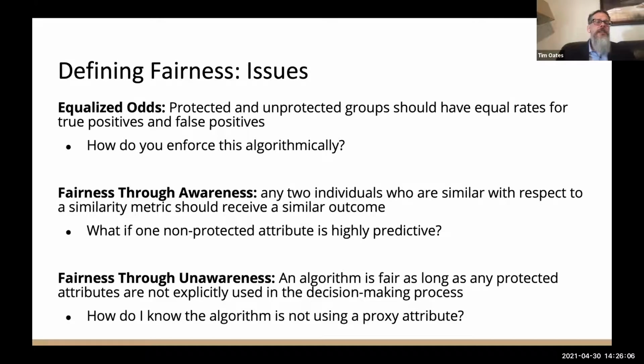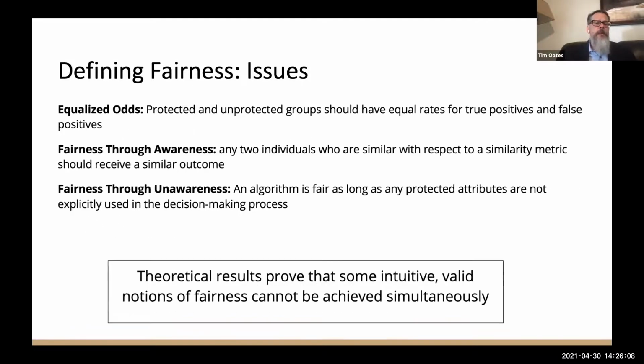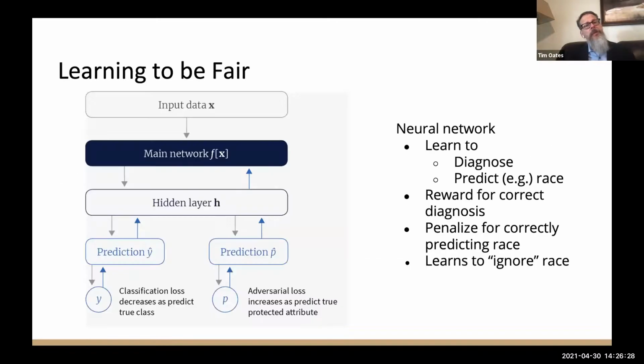And then finally, on the next slide, there are unfortunately theoretical results in the literature that prove that some of these intuitive and valid notions of fairness cannot be achieved simultaneously, right? You, in fact, cannot optimize for two of them at the same time.